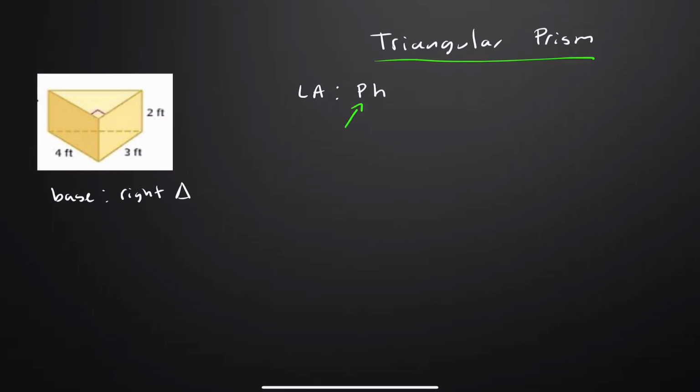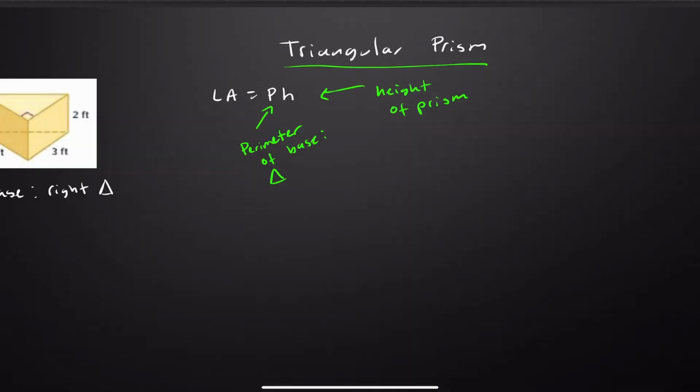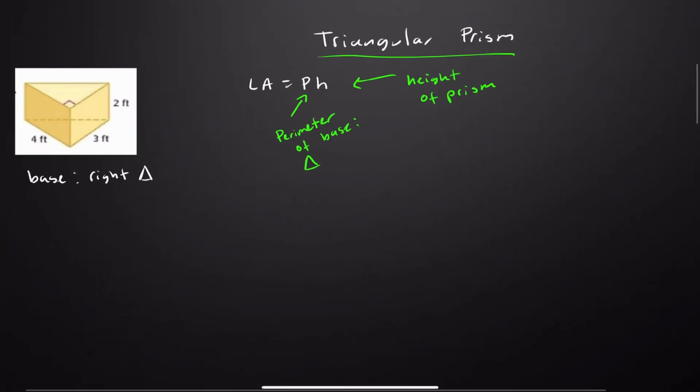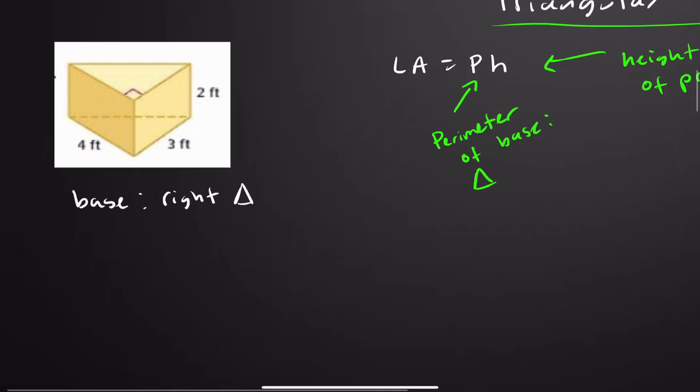So P is the perimeter of the base, which is a right triangle, and h is the height of the prism. So let's find the lateral area. I need to first find the perimeter of the base, which is that right triangle there, right? So here are the two right triangles. This face of this triangle is parallel and congruent to this face, they're both right triangles, okay?